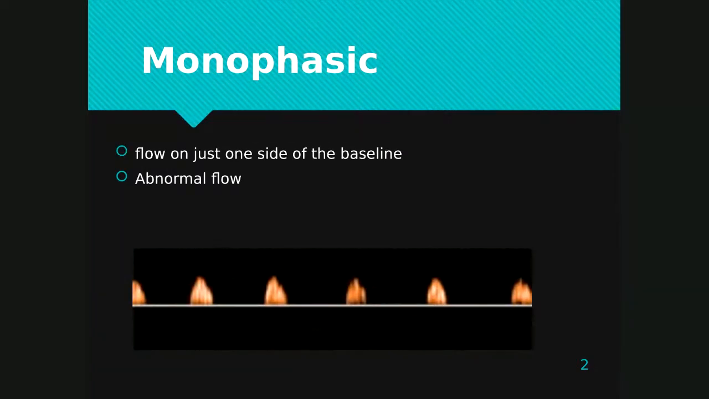So the term monophasic means that you have flow on one side of the baseline. Typically, this is a term we use to describe abnormal arterial flow. So again, I just want you to be acquainted with the word monophasic, but generally this would be considered something we would call abnormal if we were to see something that looks like this, where it's just one little phase of systole and no diastole.